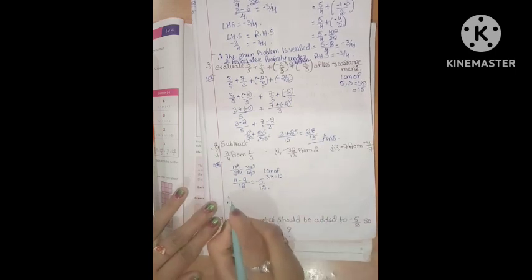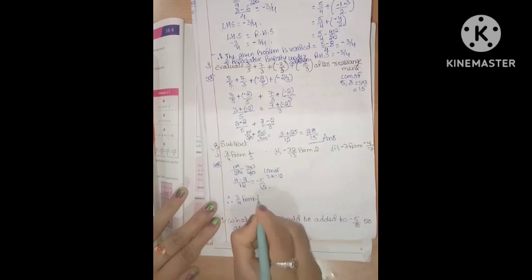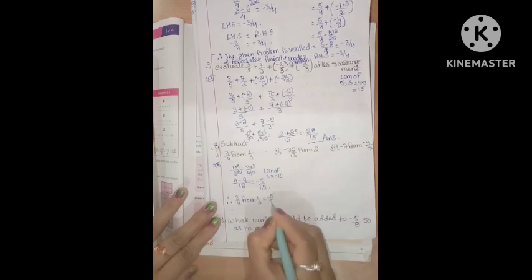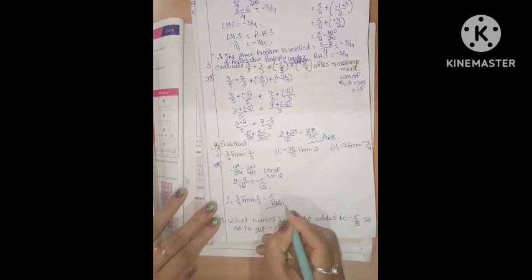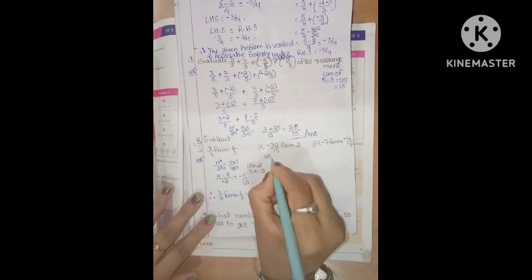Therefore, 3 by 4 from 1 by 3 equals minus 5 by 12. This is the first one. It's over. Next we will go to the second one.